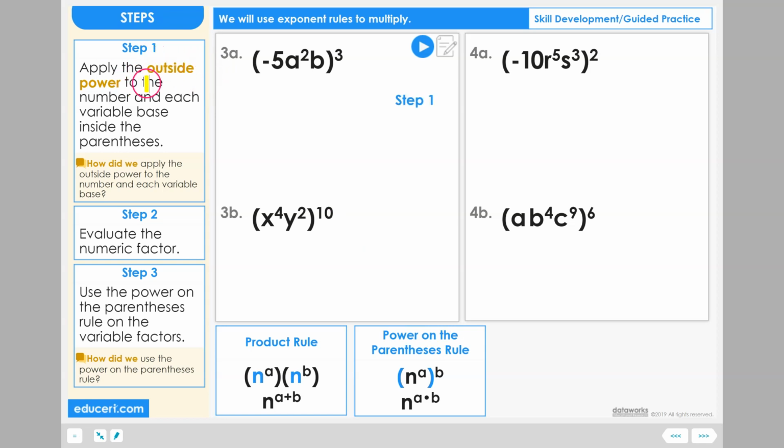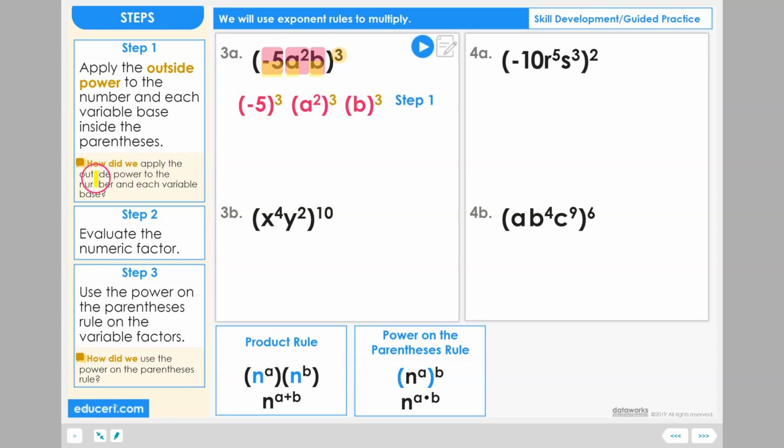Step 1. Apply the outside power to the number and each variable base inside the parentheses. We have the number -5 and the base a and the base b, and we are going to apply this power of 3 to all three of these, starting with the number. So we will write -5 in parentheses to the third power, a squared in parentheses to the third power, and b to the third power.